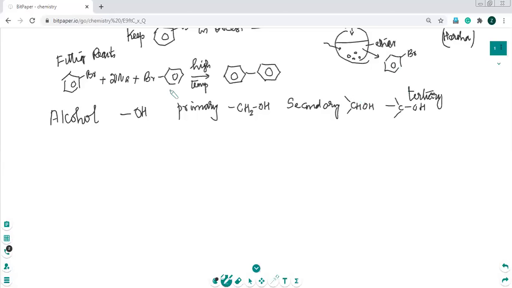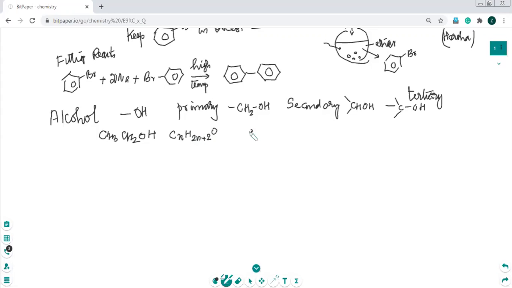They have entirely different properties, and you can think of the general formula: CH3, CH2, OH. What is the general formula? CnH2n+2O. So what does it mean? There is no change in the number of hydrogen atoms when an oxygen is added to an alkane.